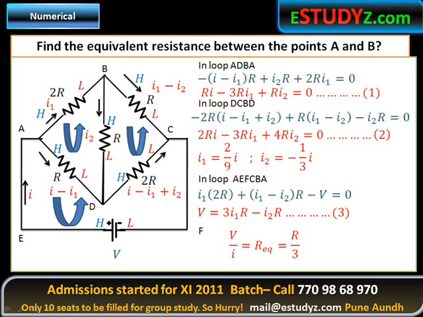So from these two equations, we can get the currents I1 and I2 in terms of I. So I1 is 2 by 9 I, I2 is minus 1 by 3 I. I leave this for you to solve.